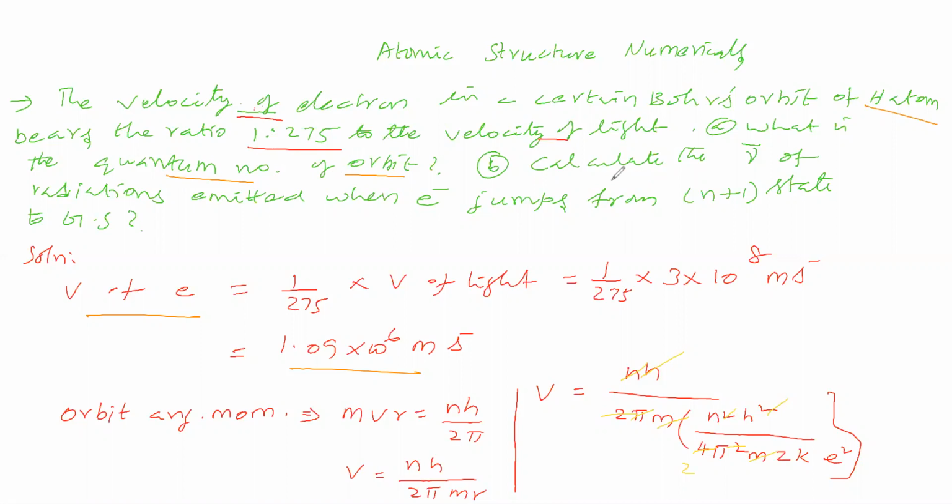Now what they are asking here, see second subdivision: calculate the wave number of radiations emitted when an electron jumps from n plus 1 to ground state. So the electron is jumping from where to where? From n plus 1 to ground state. Based on Rydberg's formula, we can find this value.